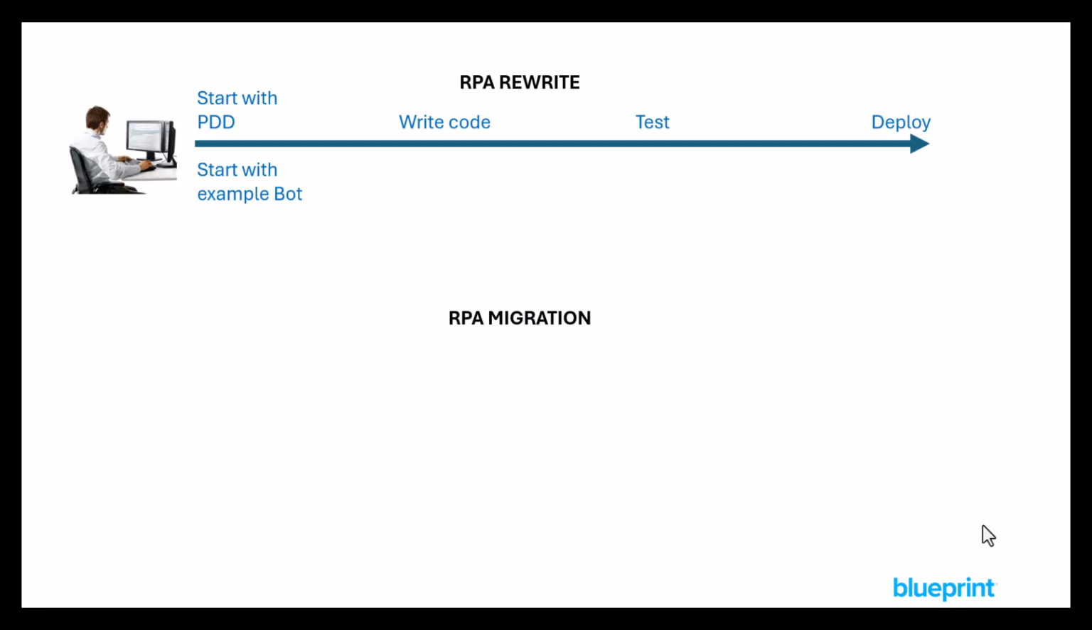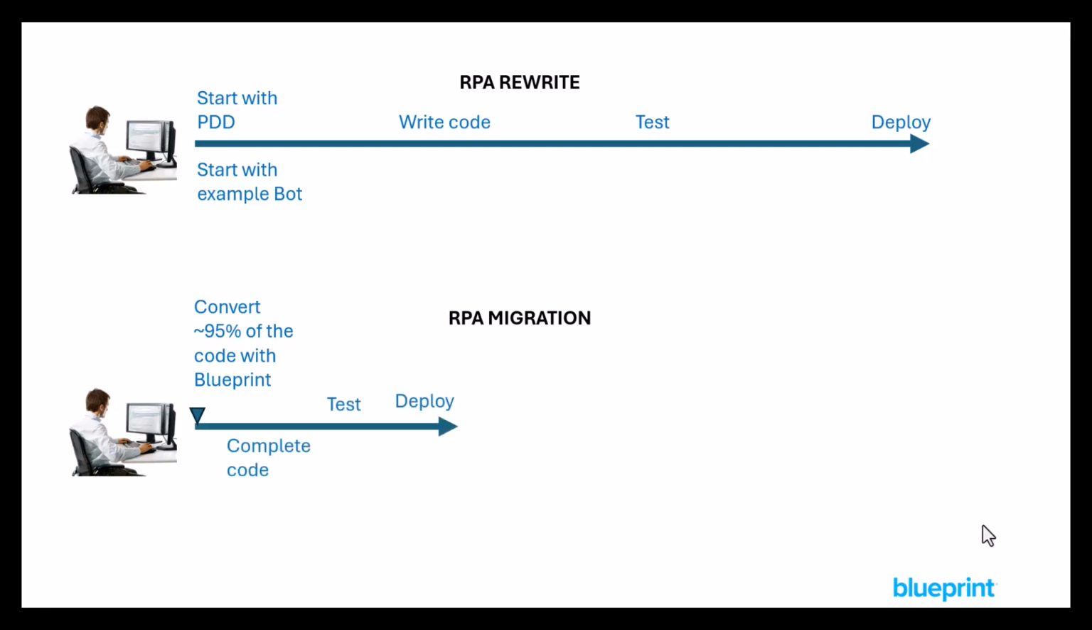Blueprint lets you do an automated RPA migration. In this case, you start with most of the new code already written. That is your starting point. The developer now finishes the rest of the code and tests. A Blueprint automated migration typically reduces between 60 to 75% of the overall migration work.